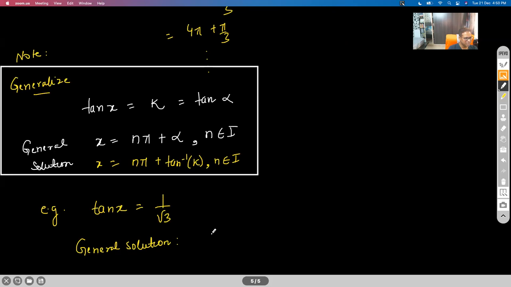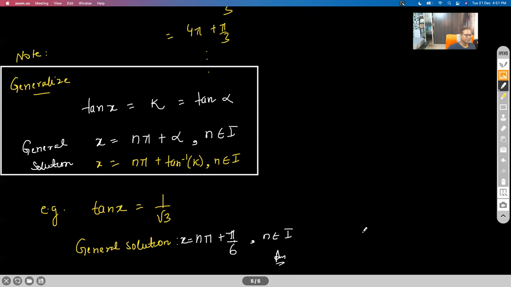Excellent. n pi plus, now, 1 by root 3 is a familiar ratio, right? For which the angle is 30 degree, pi by 6. So it's n pi plus pi by 6, n being some integer. So this becomes your general solution for this question. Is it fine? Any questions? Sorry for this stray mark. I'll write it again. Not an issue.